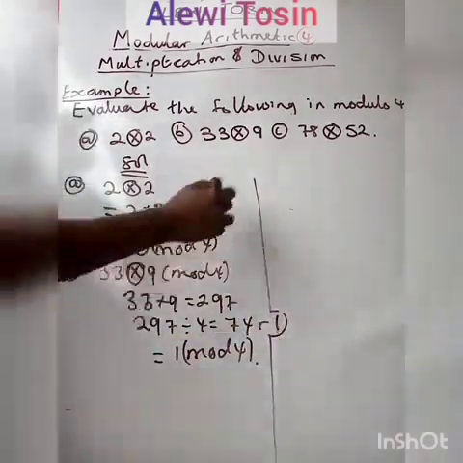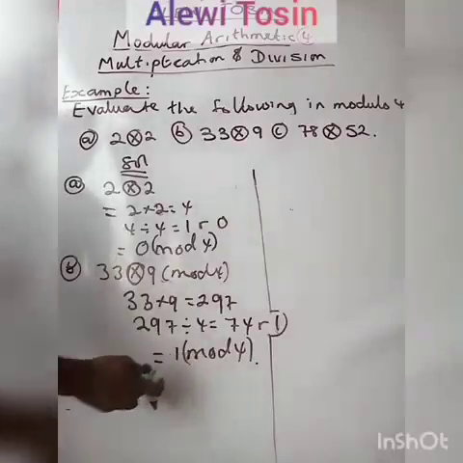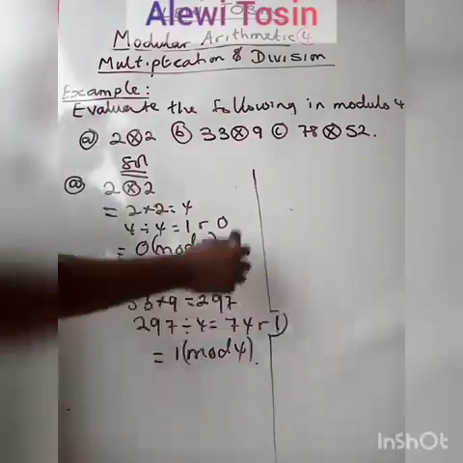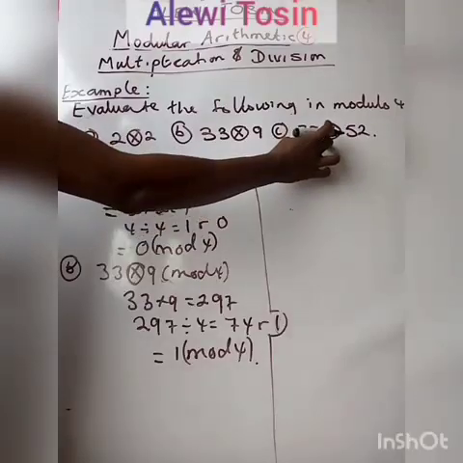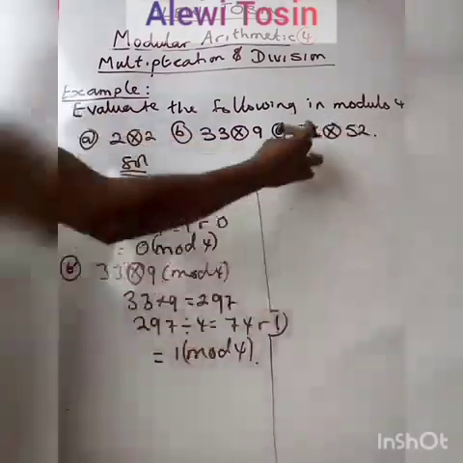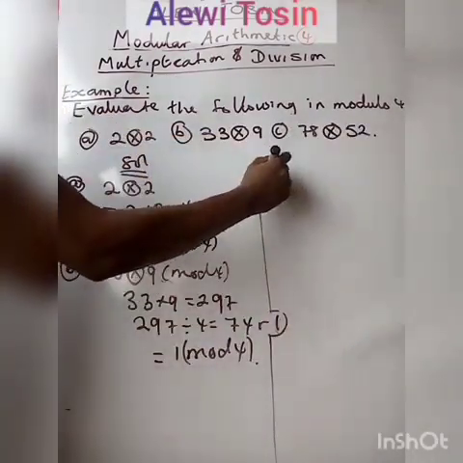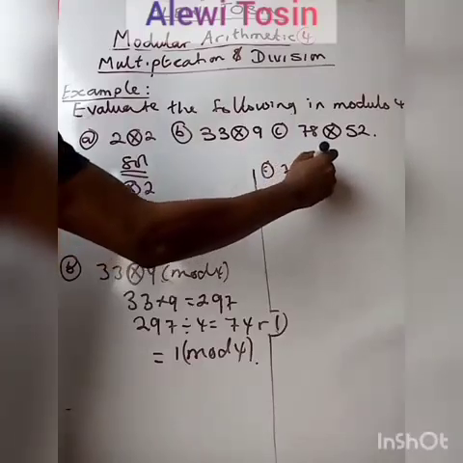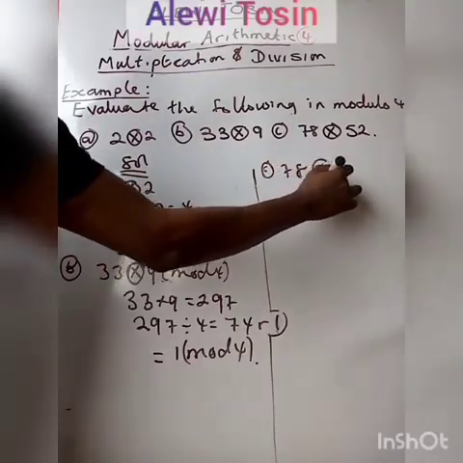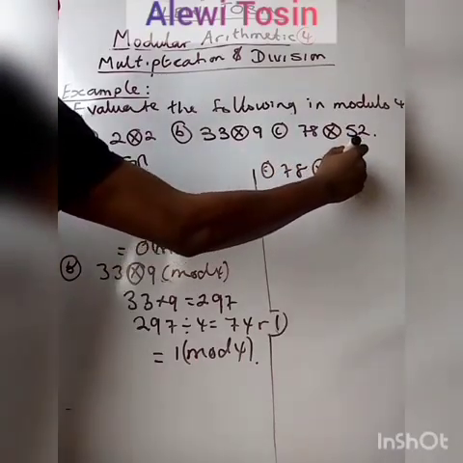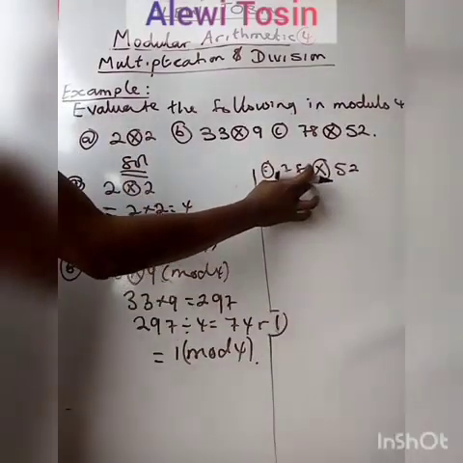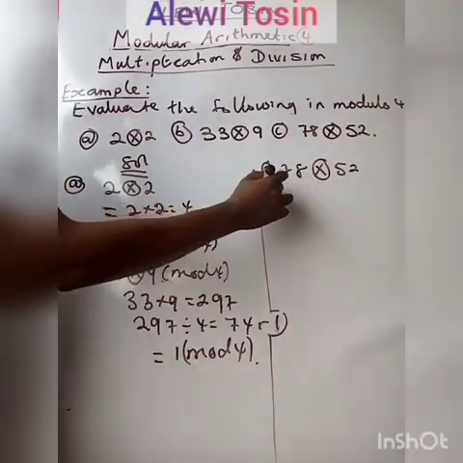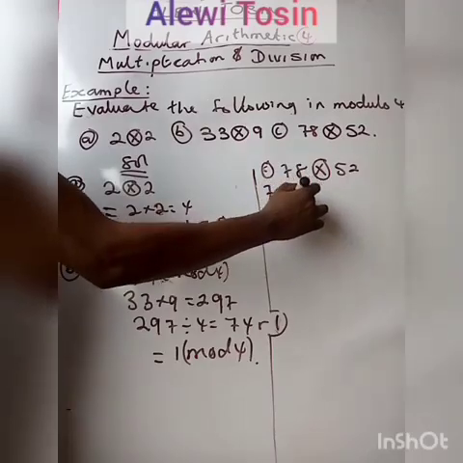For this last one, we can also use the same approach we used here. But to avoid having big numbers, we can decide to solve them individually and reduce these numbers. 78 multiplied by 52 in mod 4. Now let's reduce each number, reducing 78 first.